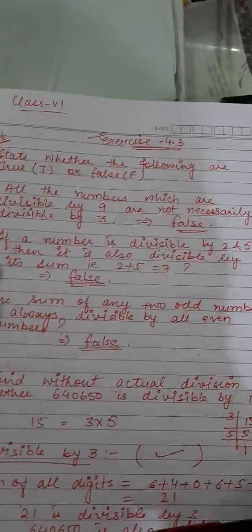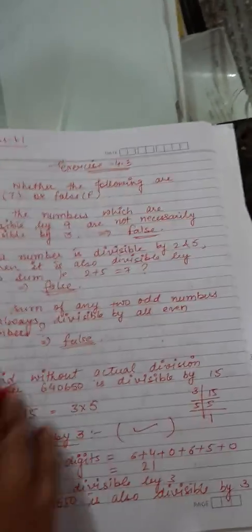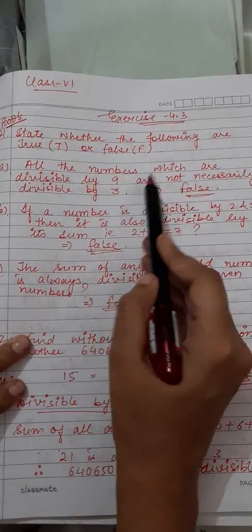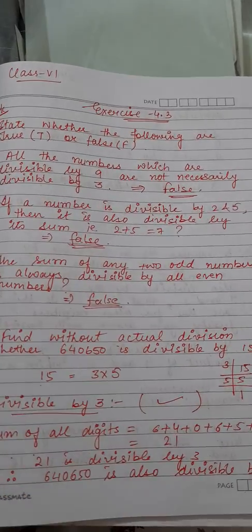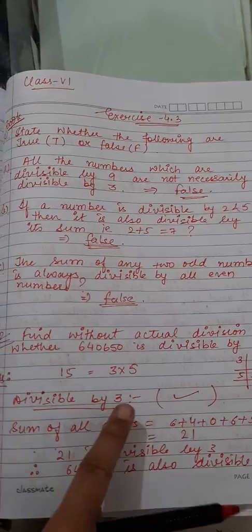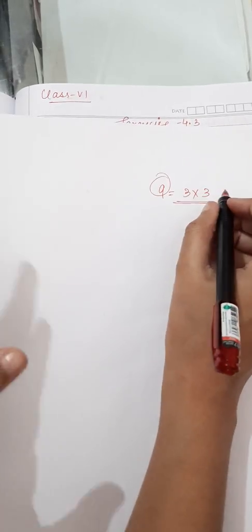Question number 1 has true-false parts, 3 parts are there. Let us see to it. All the numbers which are divisible by 9 are not necessarily divisible by 3. This is false, completely false. Now we have done this factor question. What are the factors of 9? It is 3 and 3.